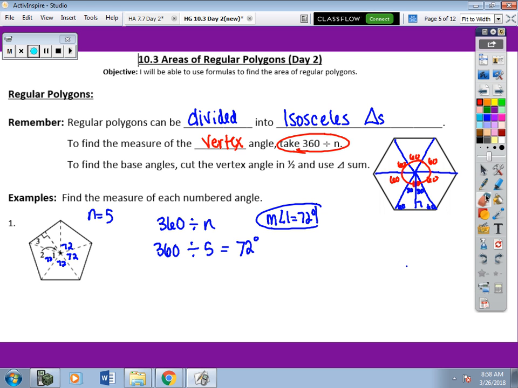How would I find out what the measure of angle 2 is? Maddie? You got it. Cut it in half. We get 36. And that's because 72 has been cut into 2 congruent parts.